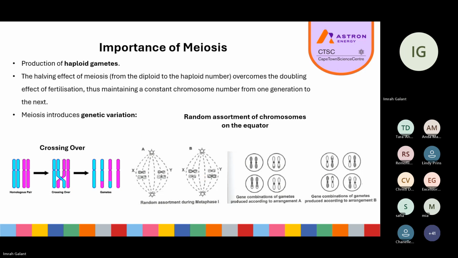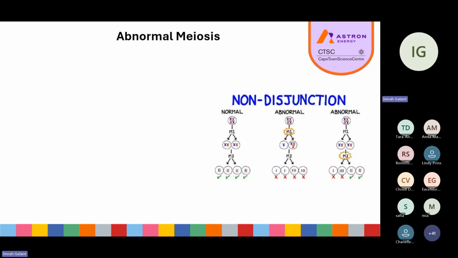Okay, so those are some of the important points that I like to question you guys on. So in this case, it's the importance of meiosis. They'll most likely ask you to explain how meiosis brings about genetic variation. So you guys can name all of these things over here. Okay, next up, abnormal meiosis.